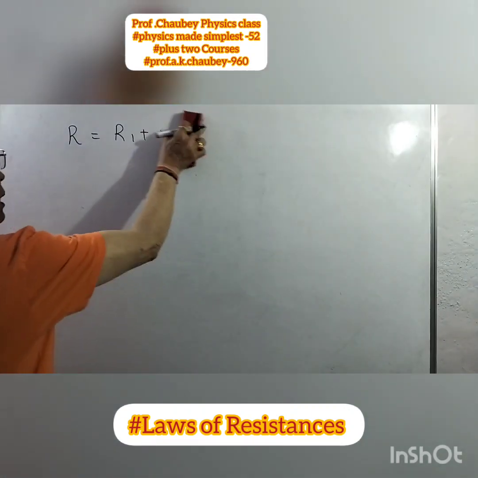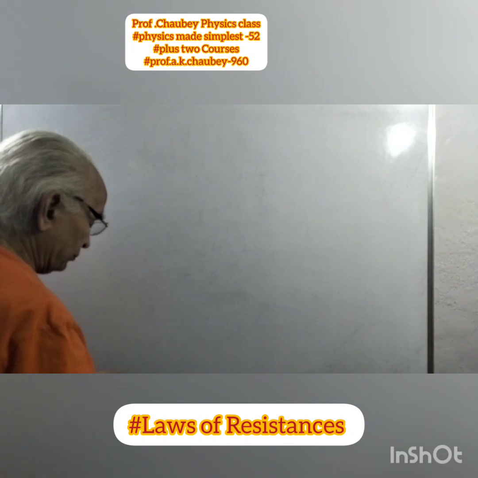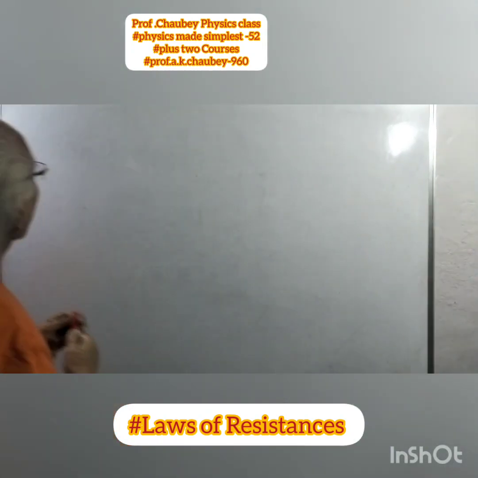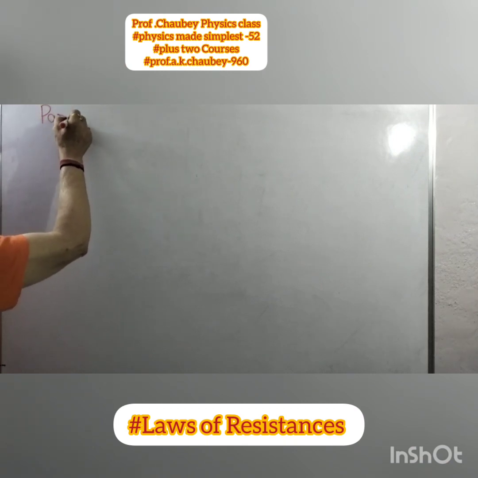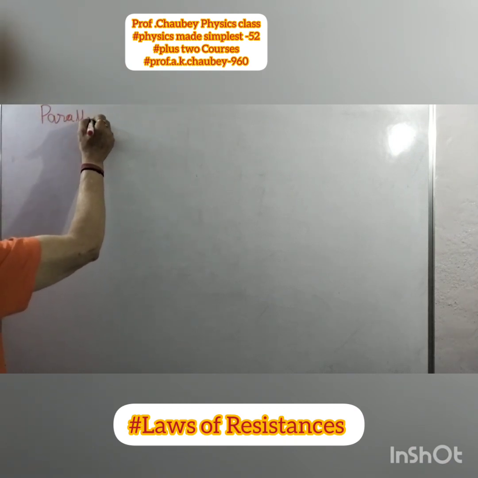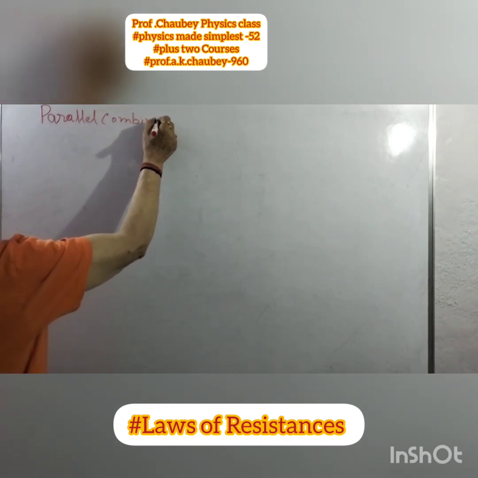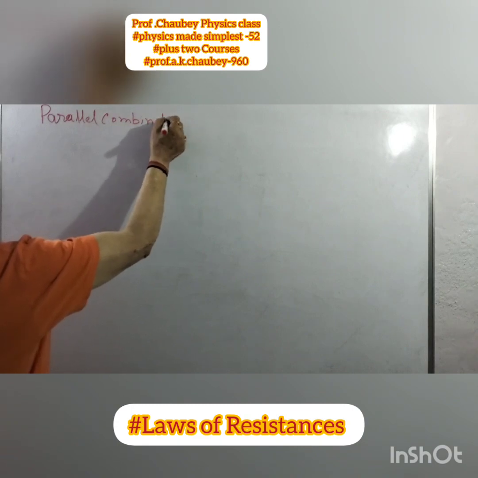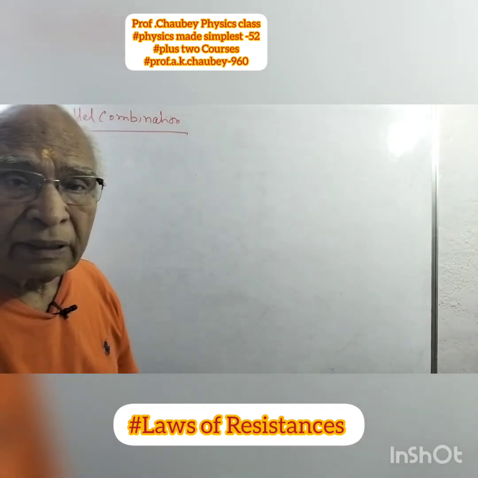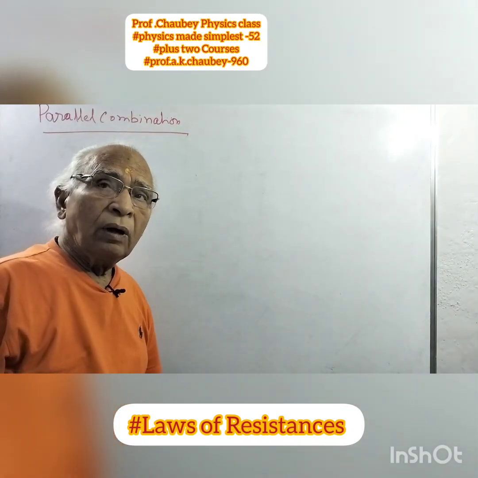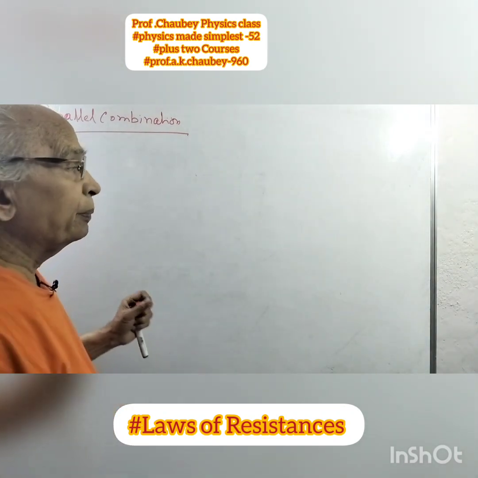Now we go to the next combination of resistances. That is called, say, parallel combination. Parallel means when the first end of all the resistances is connected together and the second end of the resistances is connected together, it is called parallel combination.